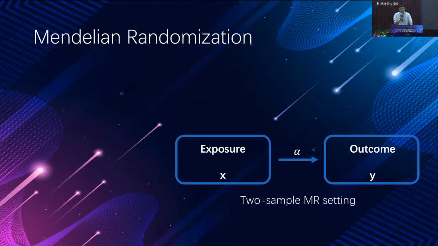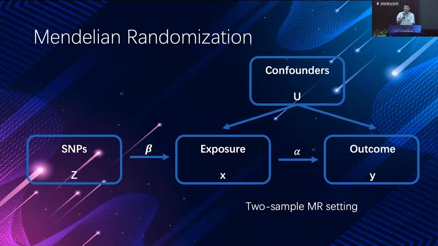Most MR methods mainly focus on the two-sample MR setting. That is, we have the exposure GWAS data from one sample, and another independent sample for the outcome GWAS data. The goal is to infer the causal effect of the exposure on the outcome. Here, we use the parameter alpha. Because the data are from two different samples, to link the exposure and the outcome, we will use the common set of SNPs. Here, the SNPs are the candidate instruments.